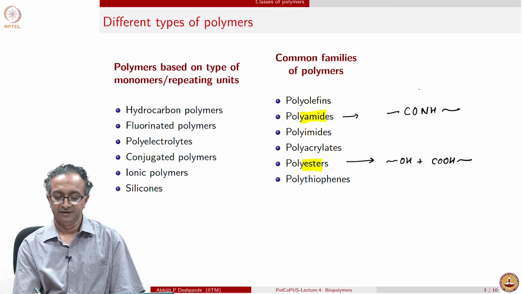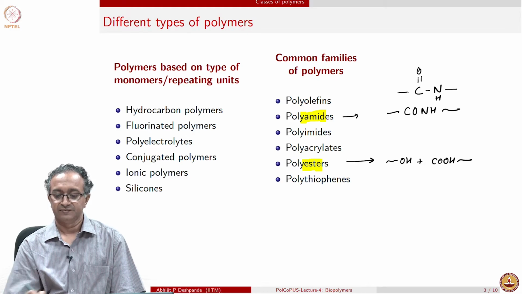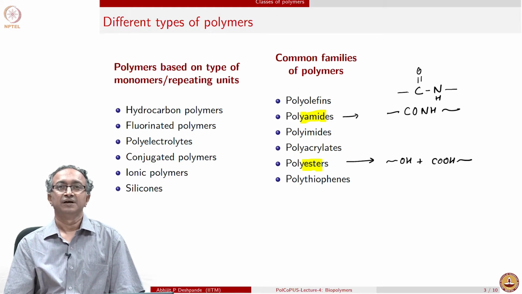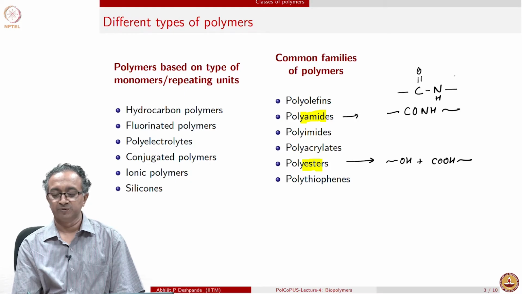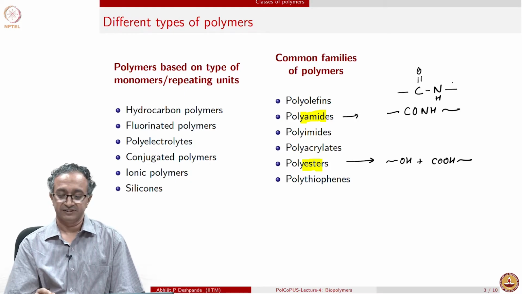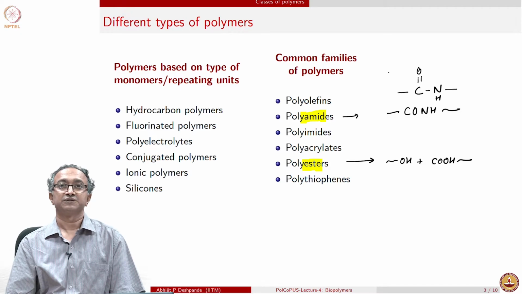What you will have is CONH. So this is the amide linkage. There are monomers which are attached with an amine functionality, and there are monomers which have an acidic functionality, and when these two react, we get what's called an amide linkage.